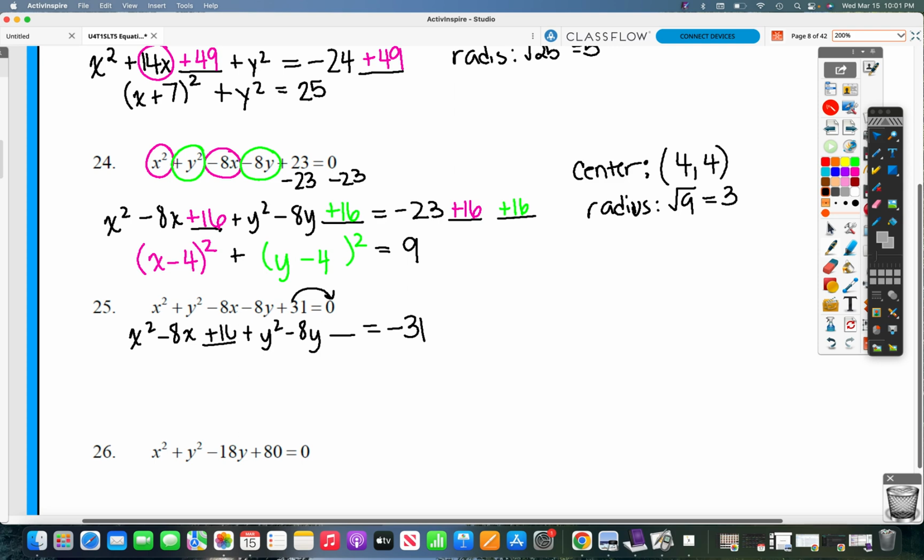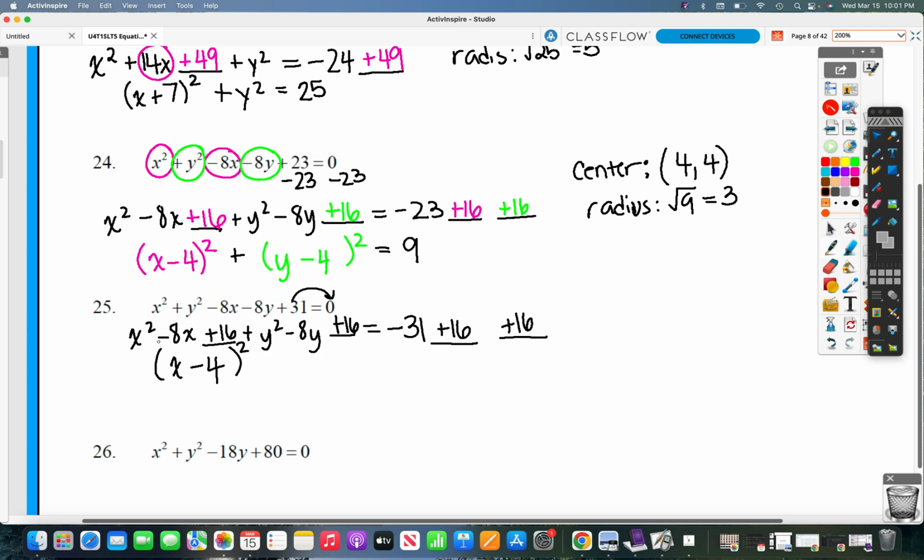Complete the square. Half of negative 8 is 4. Square it, you get 16. If you do it to one side, do it to the other. Complete the square for the y term. Half of negative 8 is 4. Square it again, you get plus 16, just like the other example. And now you're going to go ahead and simplify here. What did I do when I took half of negative 8? Remember, that's what's going to go here.